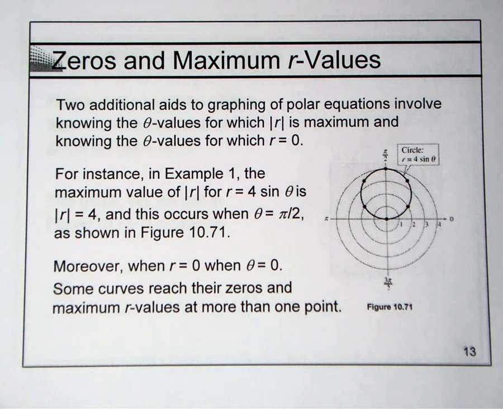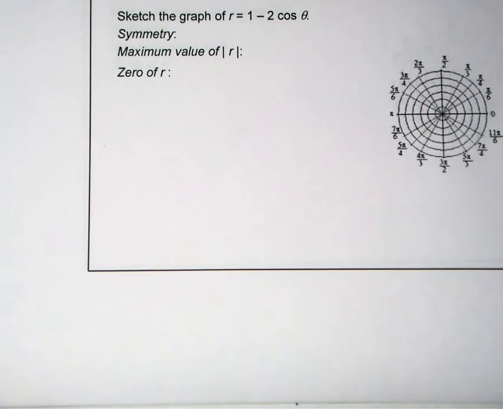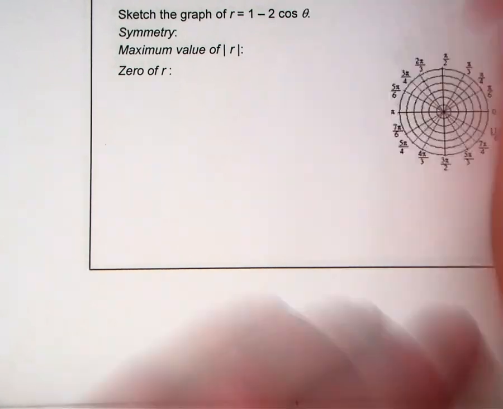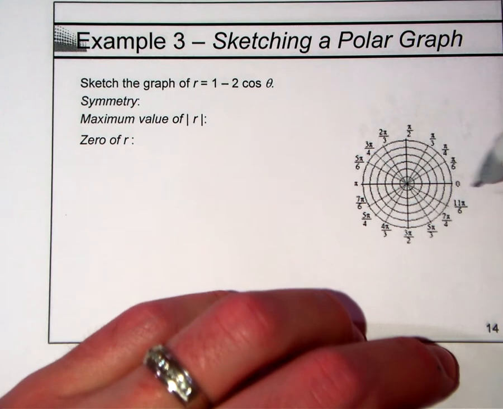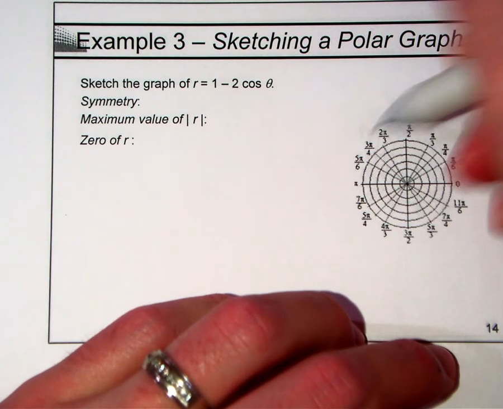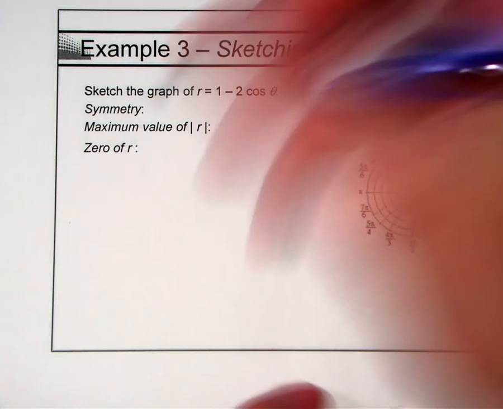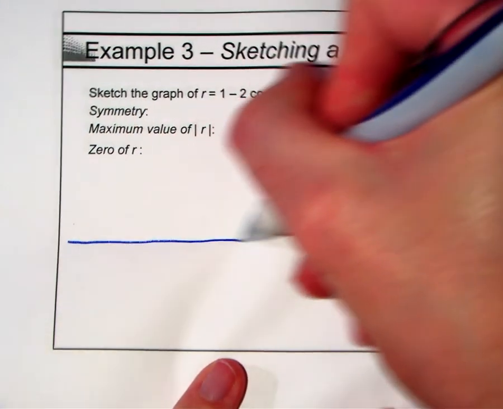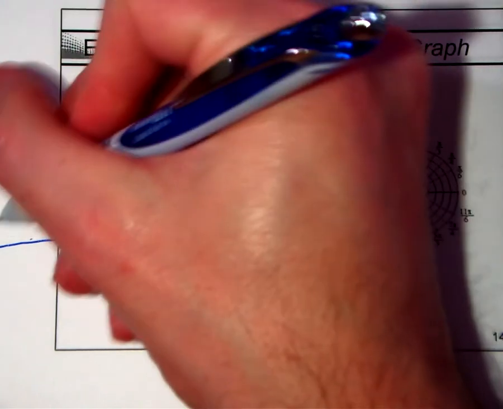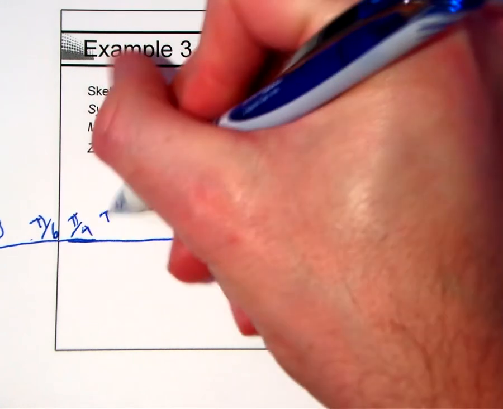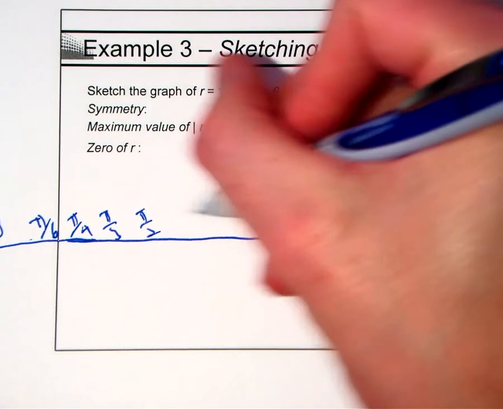Let's see what happens for, and again, this is another really squeezed in one. We'll see what we can use here and what isn't very usable. We have 1 minus 2 cosine of theta, so it's a cosine one, so it should be symmetric with the polar axis. So we can do 0 to pi and then flip it over. We'll see how that goes. I might go sideways here, a little more room maybe. We'll see how this works. 0, pi over 6, pi over 4, pi over 3.